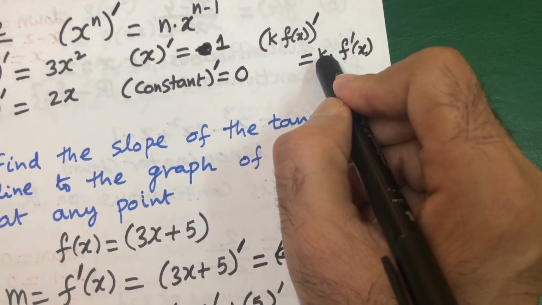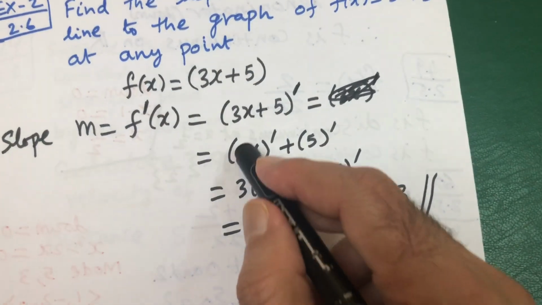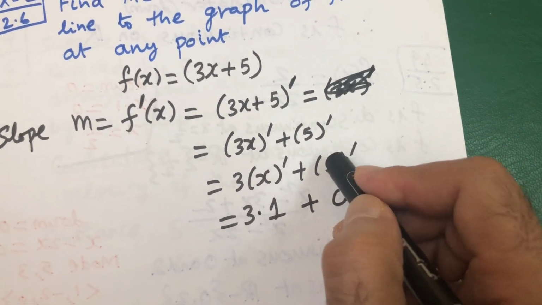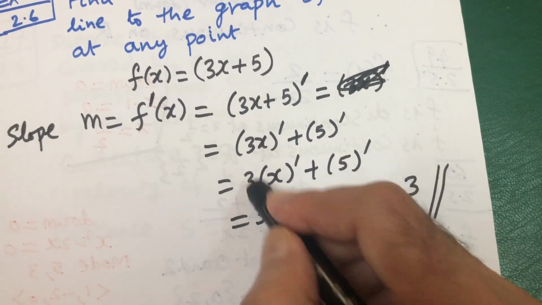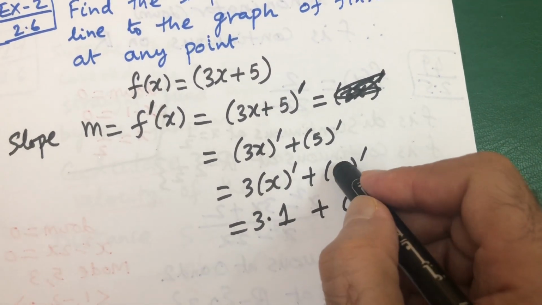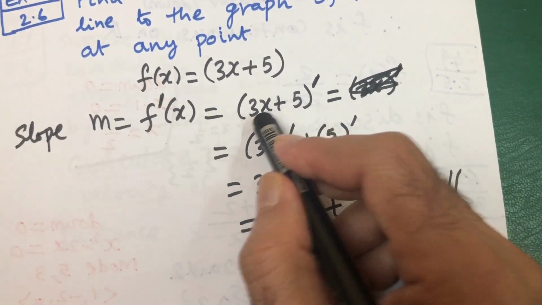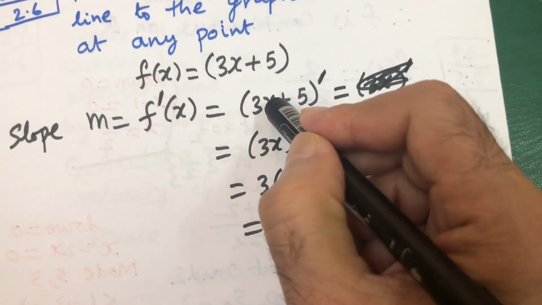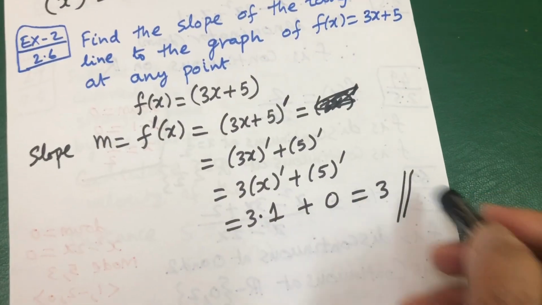I will not participate in the party. That is the derivative party. So 3 will come out, only x has participated in the derivative. Of course 5 has to participate, because there is no x, so the derivative of 5 is 0. The derivative of x is 1, the derivative of 5 is 0. I repeat, 3 will remain as it is, only x participated in the derivative, which is 1. 3 multiplied by 1 is 3, plus 0 is 3.